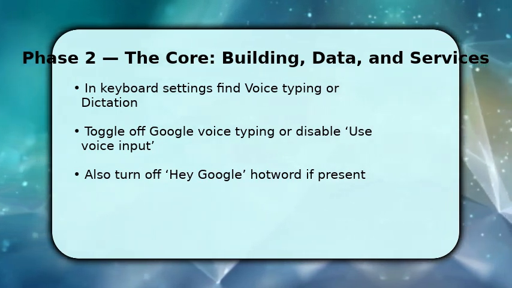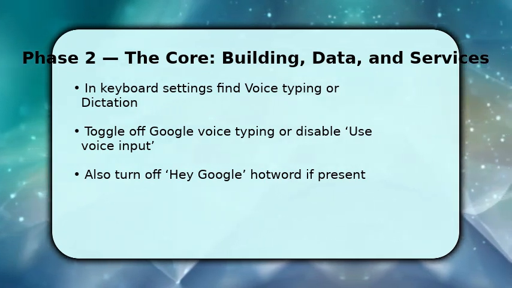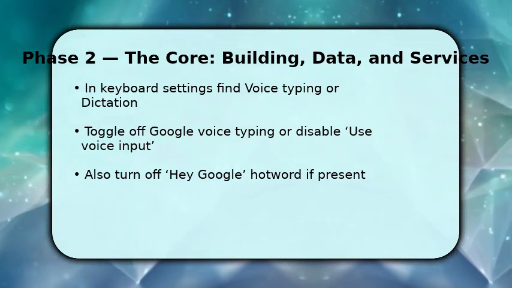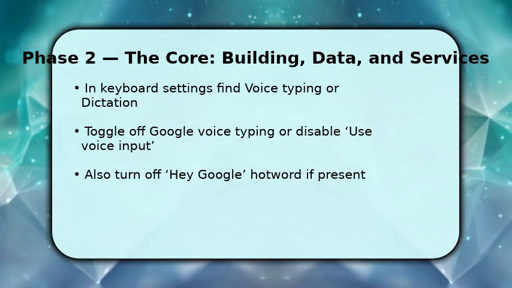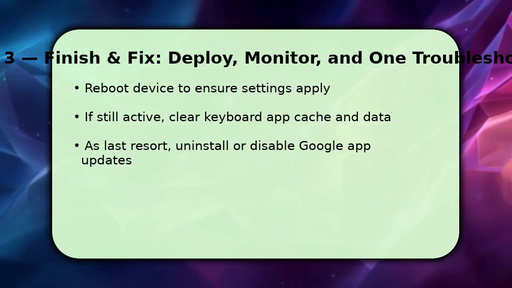If you see a separate Google Voice typing entry, disable it too, and make sure to switch off any hotword like Hey Google so activation via voice no longer works. Confirm the toggle stays off. Finish by rebooting the phone so the system re-registers the input services. This often finalizes the change.